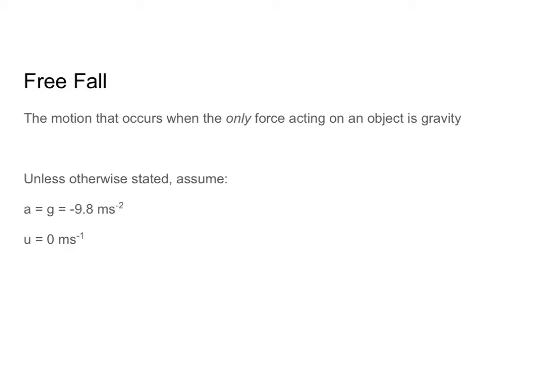Free fall is defined as the motion that occurs when the only force acting on an object is gravity. So what that means is I have an object falling through the air, and the only thing making it fall is gravity, and nothing is helping it stay up or anything like that. So unless otherwise stated in the problem, we're going to assume that our acceleration is negative 9.8 meters per second squared. And that is our acceleration due to gravity.